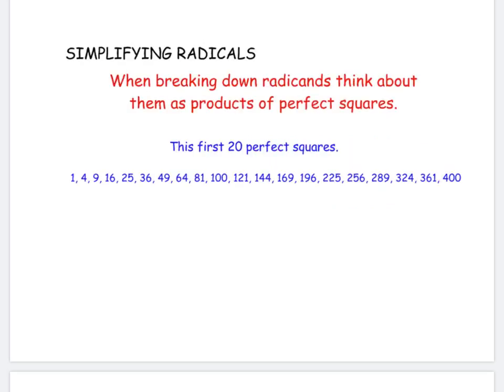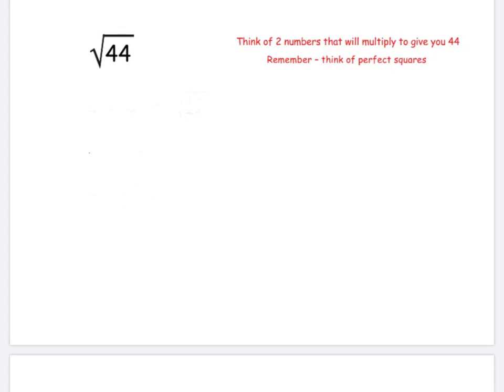So when you're simplifying radicals, just like when you're simplifying a fraction, you want to break it down by the biggest perfect square possible. So these are my first 20 perfect squares. So let's take a look at 44. If we're thinking about that list of perfect squares, I want to break this down into the biggest number that I can. So the biggest number that goes into 44 is a perfect square. Remember, my perfect squares less than 44 are 1, 4, 9, 16, 25, and 36. So the biggest one that goes into 44 would be 4.